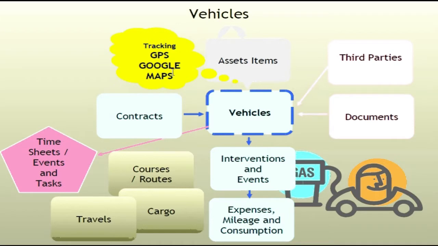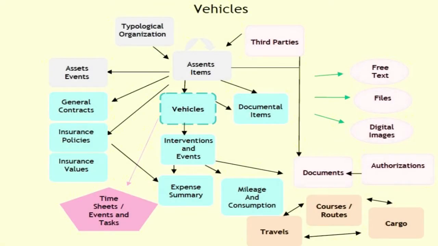Regarding tracking and travels, these are facilities of the module 325, extension to tracking and travels. Only tracking is discussed in this video. The management of vehicle is integrated with the module fixed assets. The following elements are highlighted: the registration of vehicles, including accessories and documentation, contracts in general, insurance contracts and insured values, interventions and events, mileage kilometers and consumptions, general expenses.